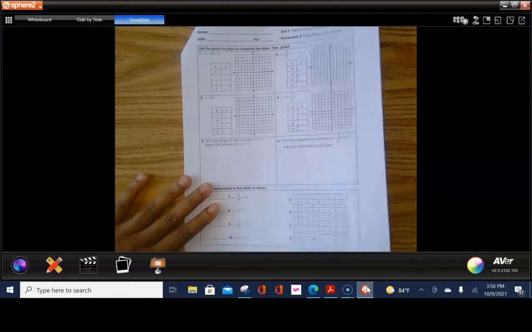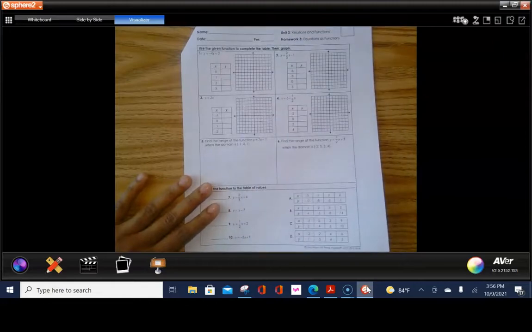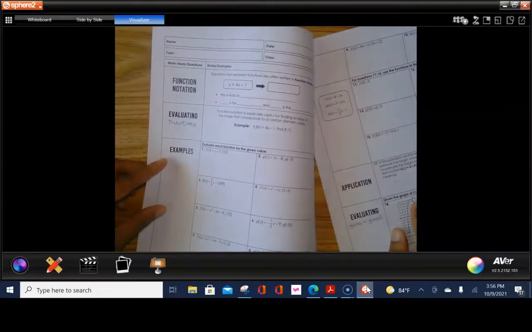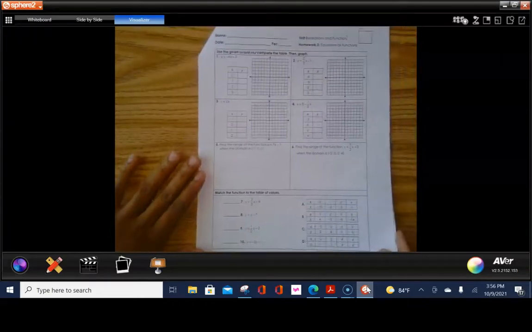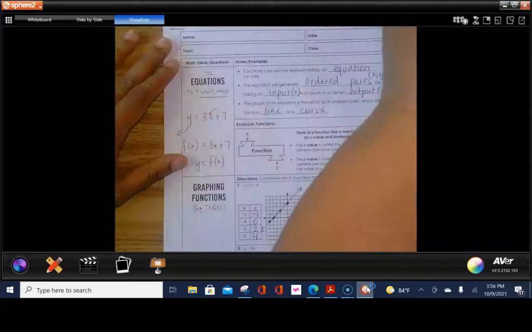Now, if you ask me, Ms. Mosley, is the backside also due? No, that starts the new information with function notation. Do not do anything from here onward. So again, this page here is the homework that we're going to grade. And the first page, front and back, is just the notes, all right? So let's jump into the answers here. All right, so here are the answers.